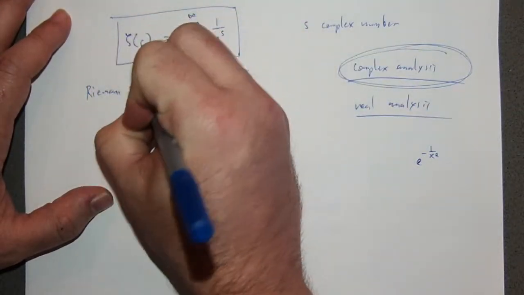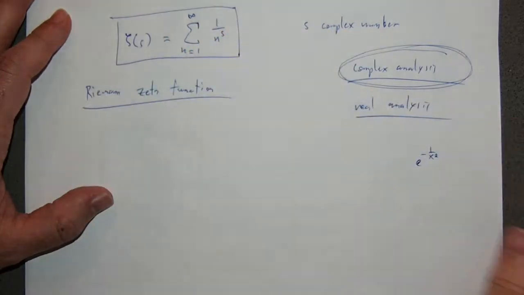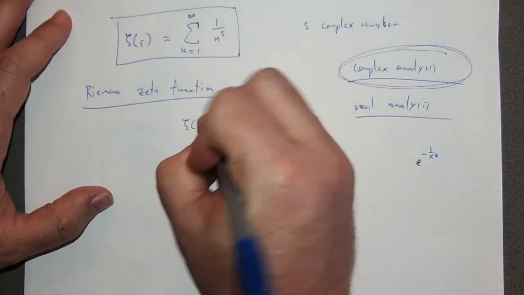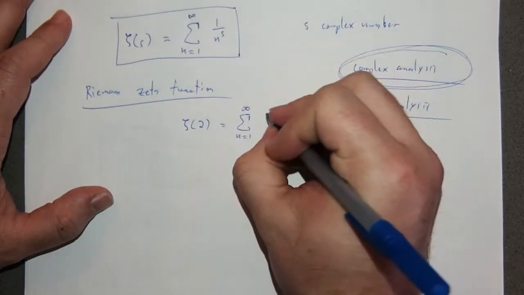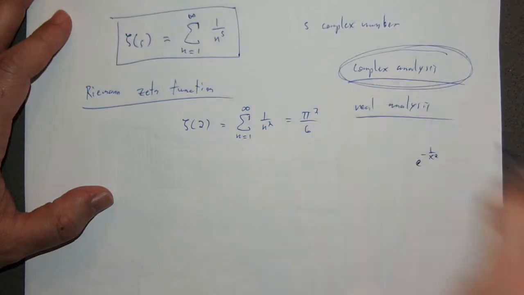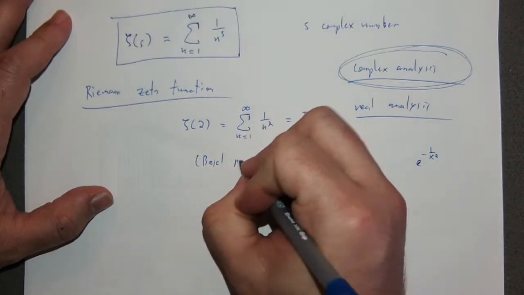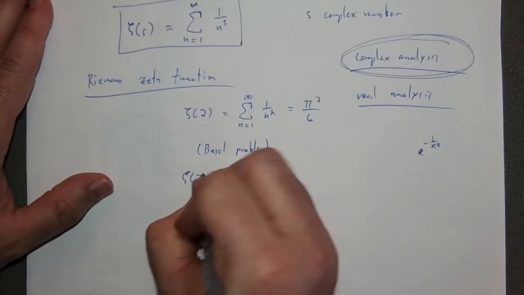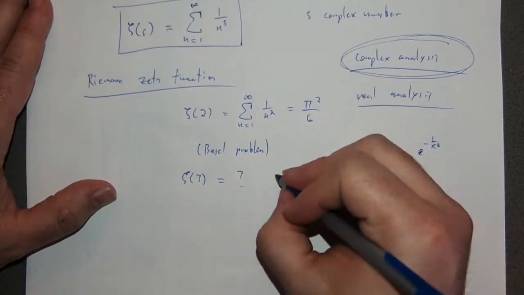And we saw that this Riemann zeta function is tricky because, for instance, zeta of 2, right, is the sum from n equals 1 to infinity of 1 over n squared, which is pi squared over 6. Right, this was the Basel problem, right? And zeta of 3 is unknown.